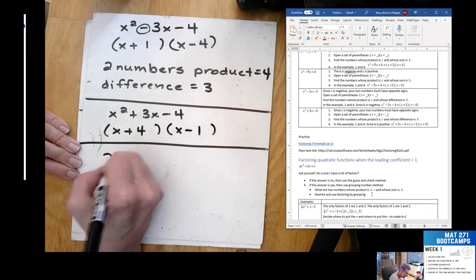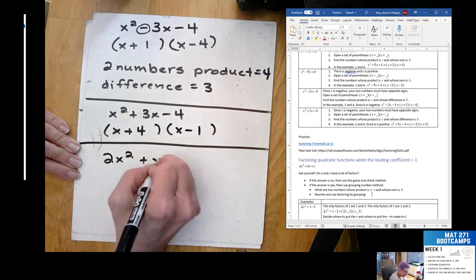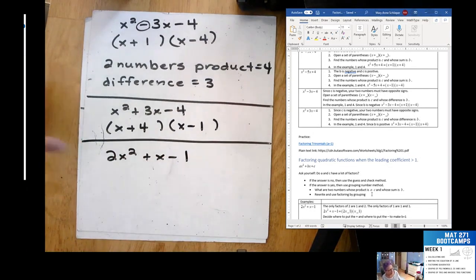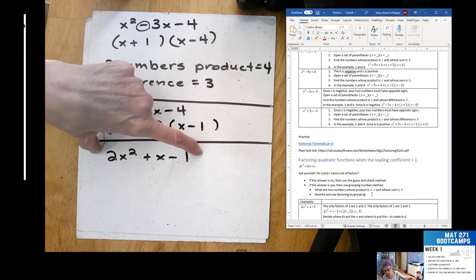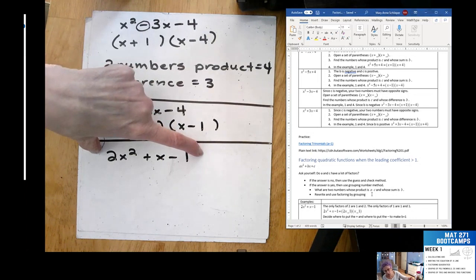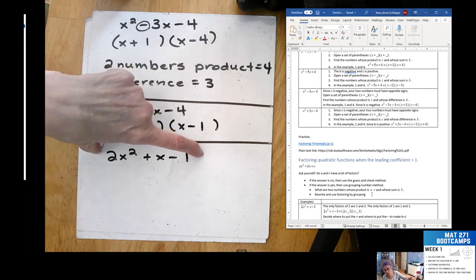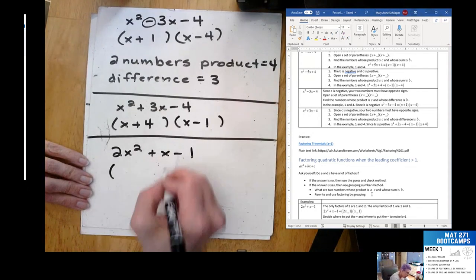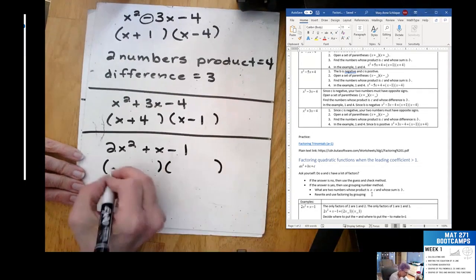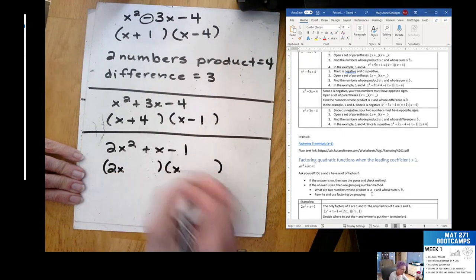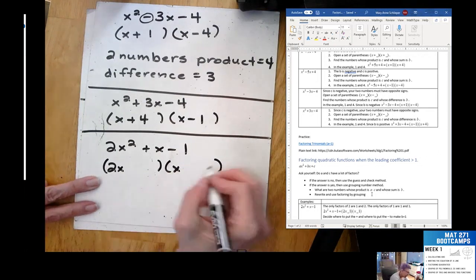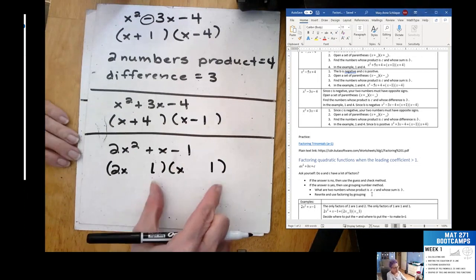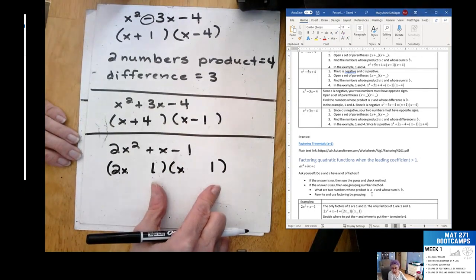If we're lucky, then we have something like 2x squared plus x minus 1. We can do this one by guessing and checking, because the only two things you can multiply together and get a 2 to come out are 1 and 2. The only things you can multiply together and get 1 to come out are 1 and 1. So I don't have many options for what goes into my parentheses. I have to have a 2x and an x in order to have 2x squared for my first term, and I have to have a 1 and a 1 in order to have a 1 for my last term.